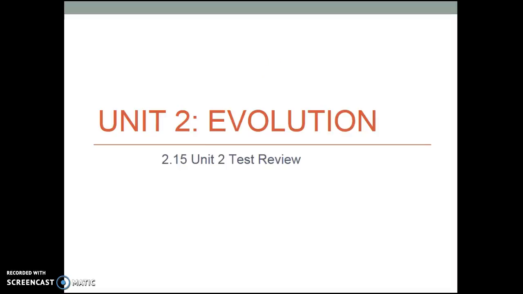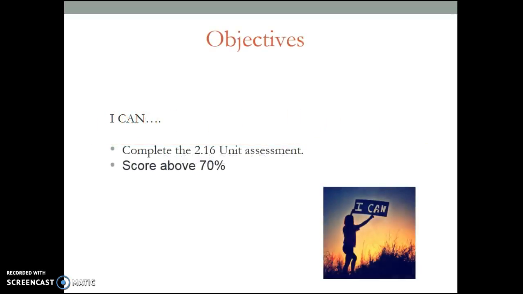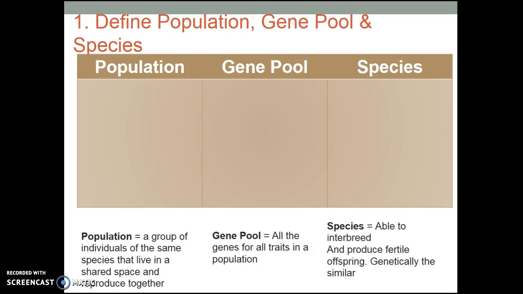I am coming to you with the Unit 2 test review. This is going to go over a topical reasoning for what's going to be on the test. It's not specific questions that are going to be on the test, but they are topics that will be on the test. As you go through this, you should be able to study this information, study these topics, and then complete the unit 2.16 unit assessment, which will be found in USA Test Prep, and hopefully be able to score above a 70% on. Let's go ahead and get started.